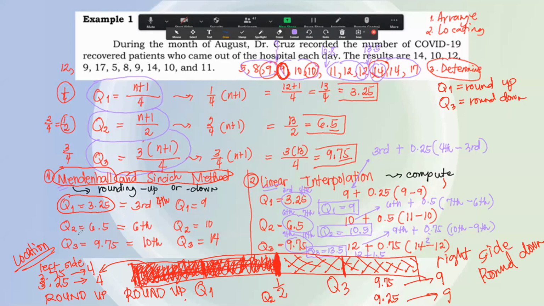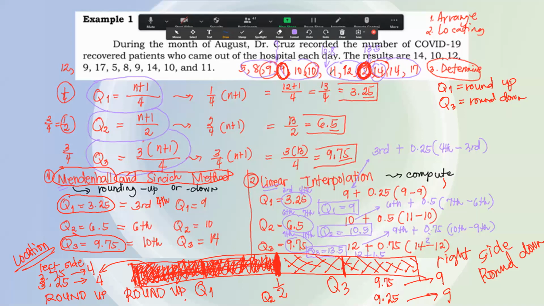How about for the third quartile? Magkakaiba lang yan sa third quartile. So third quartile natin ay that is 9.75, that is 9. So dapat 9th term. 4, 5, 6, 7, 8, 9.